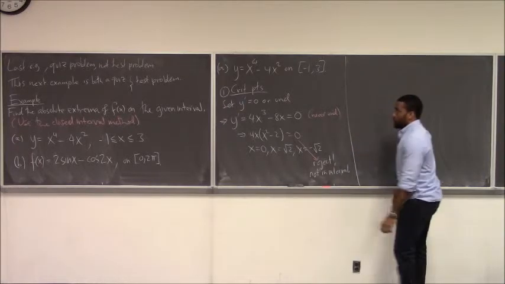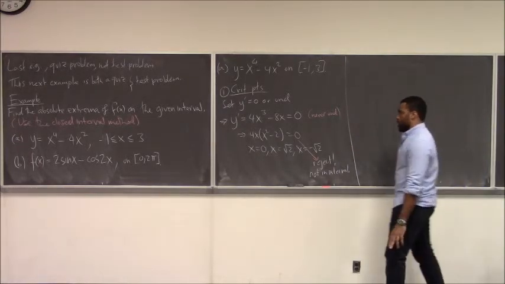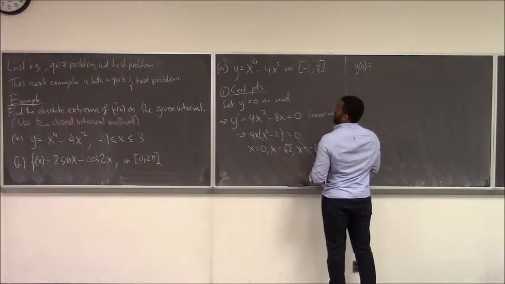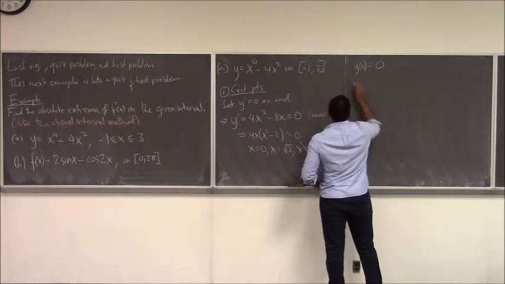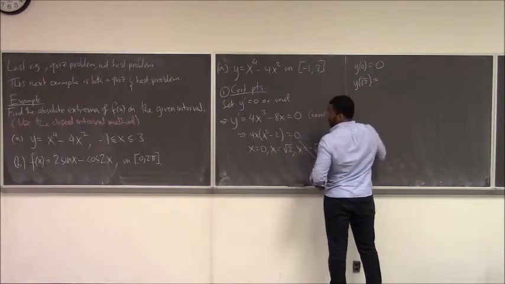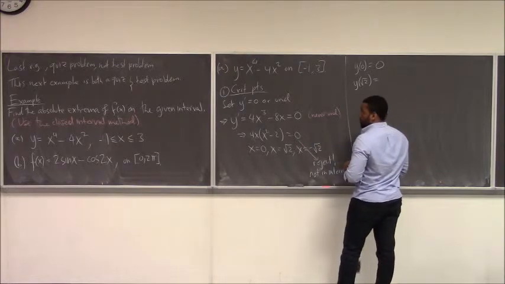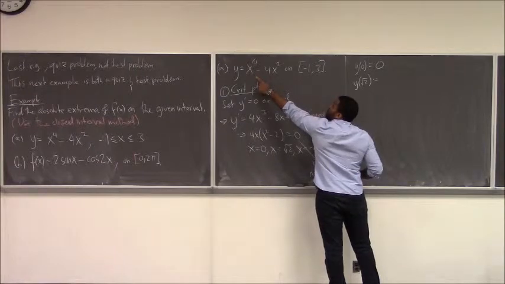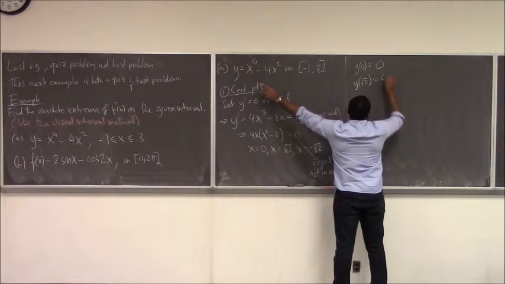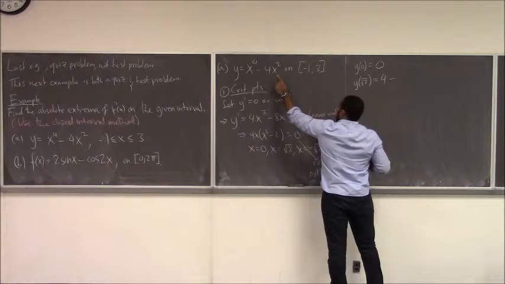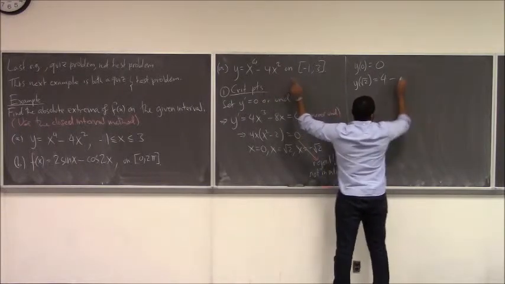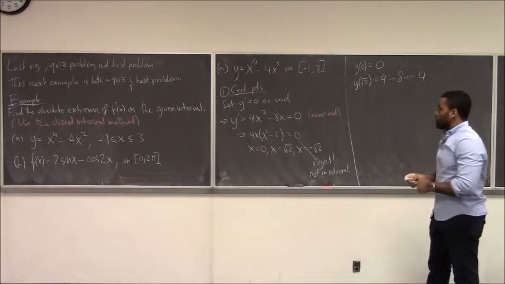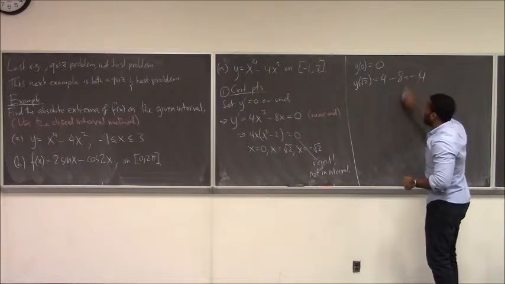So now, remember step 1 is to find the critical points and evaluate them. So what we're going to do now is find y of 0, and y of 0 is going to be 0. We're then going to find y of radical 2. To find y of radical 2, I'm going to plug in radical 2 here. Radical 2 squared is 2. Square that again, you get 4. Radical 2 squared is 2, multiply by 4, you get 8. 4 minus 8 gives you minus 4. And those are the only 2 critical points.